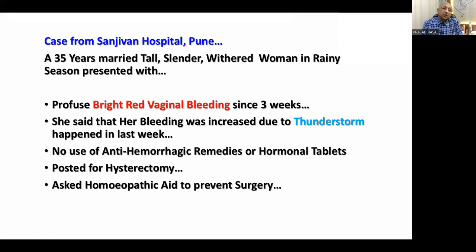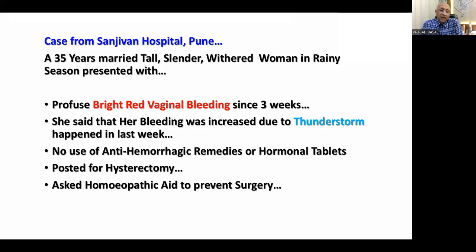The second case was from Sanjeevan Hospital. It is our own hospital over there while learning. A 35-year-old married, tall, slender, withered woman in the rainy season presented with profuse bright red vaginal bleeding since 3 weeks. She said that her bleeding increased due to a thunderstorm last week. She has used many anti-hemorrhagic remedies, hormonal tablets, and the gynecologist told her that the only way to solve her problem is to do a hysterectomy.